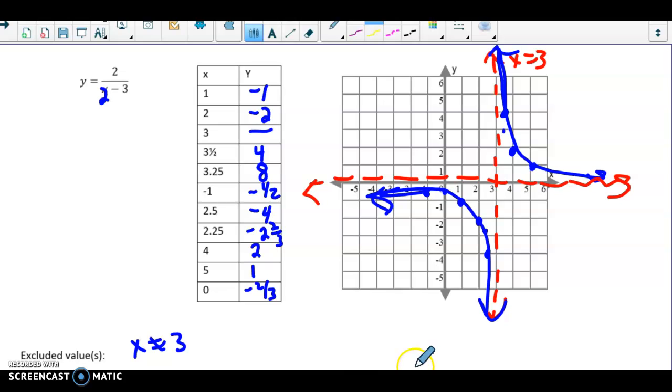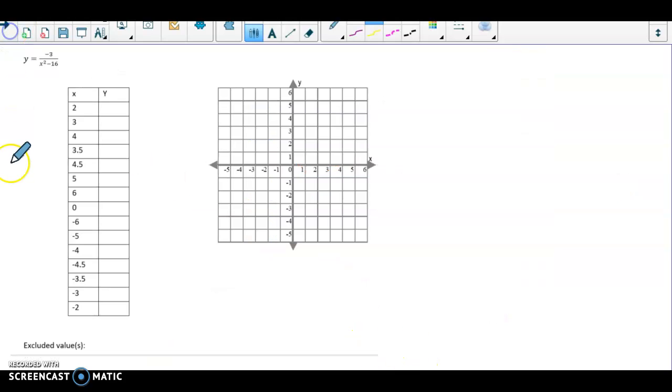All right. So my vertical asymptote is x equals 3. My horizontal asymptote is still, just like the last one, y equals 0. Those are my two asymptotes. You could graph it on the graphing calculator, and you'll see the same thing. Okay, let's try this one: y equals -3 over x squared minus 16. I gave you a slew of things to try, just putting these in for x and seeing what you get. So do that just like you did the last time.